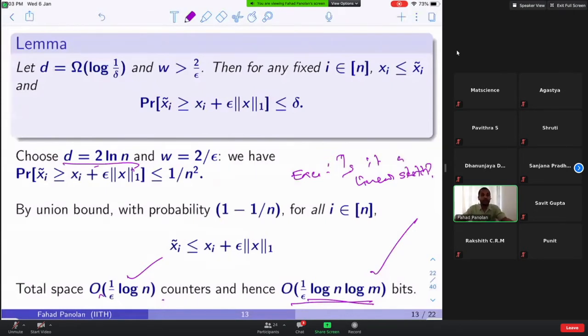Now what does it do? It will give you a data structure. What is this data structure? There are W times D counters, where D is this quantity and W is this quantity. So that many counters, it will be storing that many values.